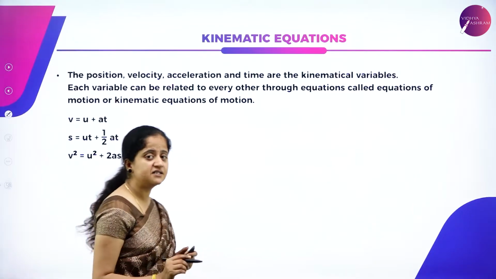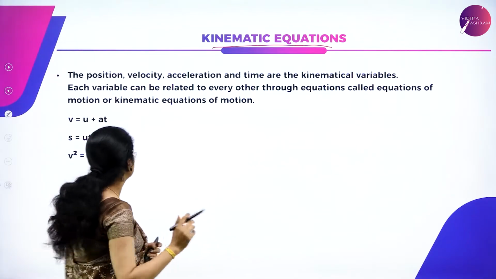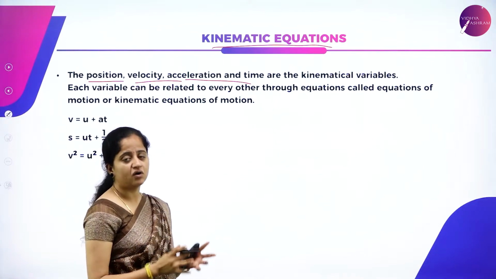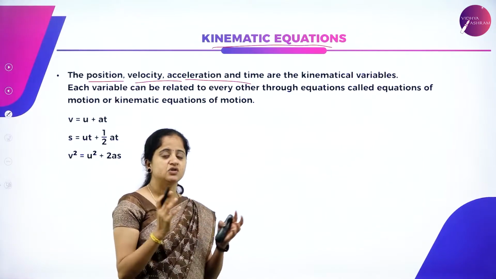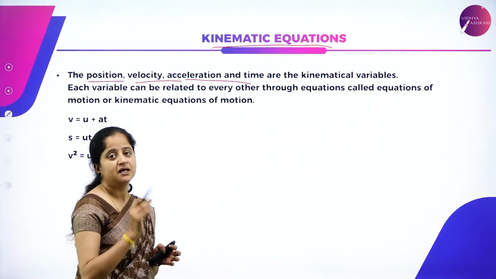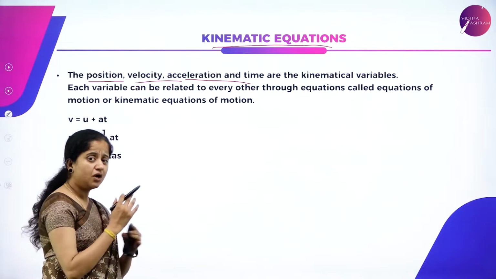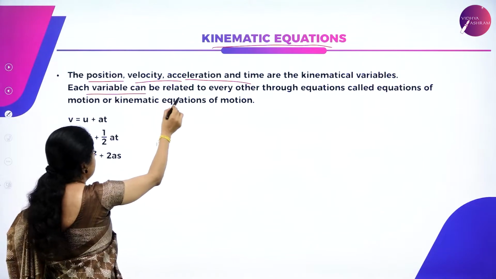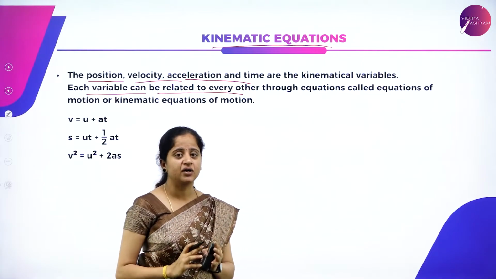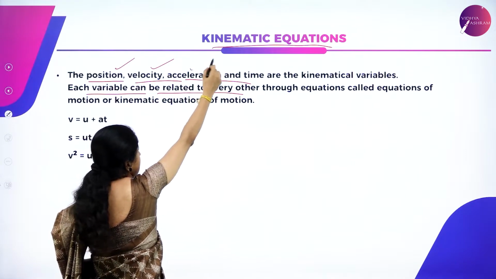Let us now move on to an interesting concept, that is kinematic equations. So what are kinematic variables? They are nothing but position, velocity, acceleration and time. They are called kinematic variables. So by combining all these variables, if an equation is given, then the equation is said to be a kinematic equation. So let us now derive the kinematic equations. What are these kinematic equations? Each variable can be related to every other variable through equations, and they are called kinematic equations. Here, as I told, kinematic variables are position, velocity, acceleration and time.